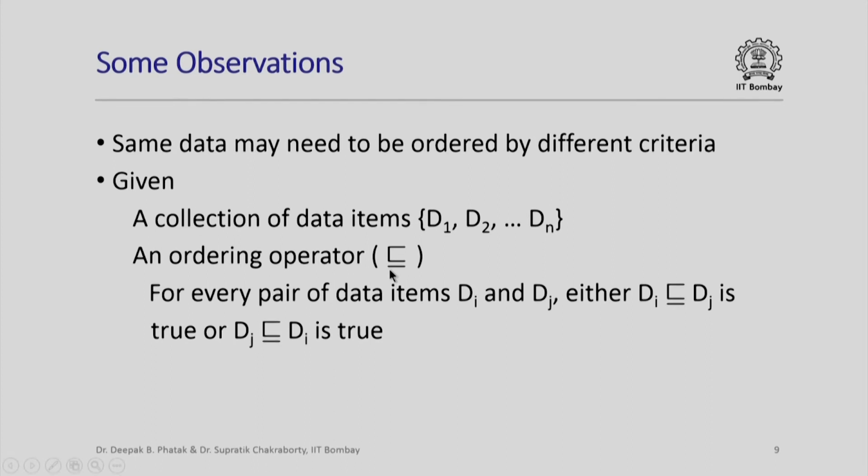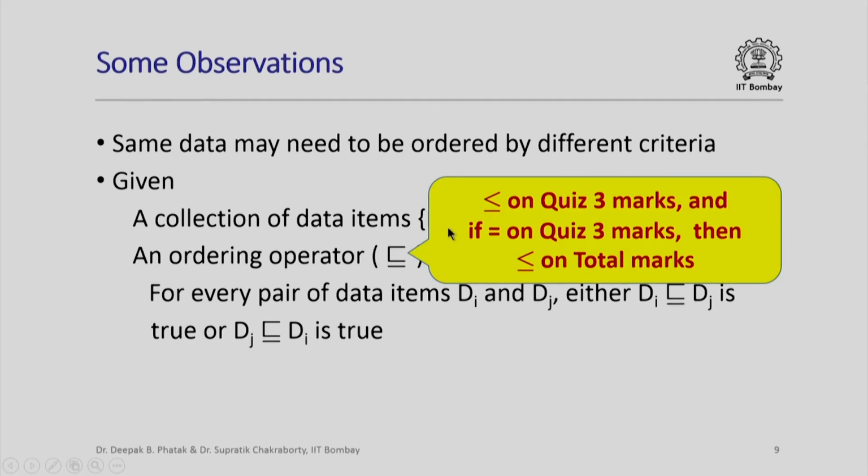Now as an example of this ordering operator, in the previous quiz marks example, one of the ordering operators we saw was increasing order with respect to quiz 3 marks. Remember, we wanted the lowest quiz 3 marks first and then the next higher quiz 3 marks. So this order was increasing order for quiz 3 marks, and if 2 students had the same quiz 3 marks, then we wanted to order them in increasing order on total marks.